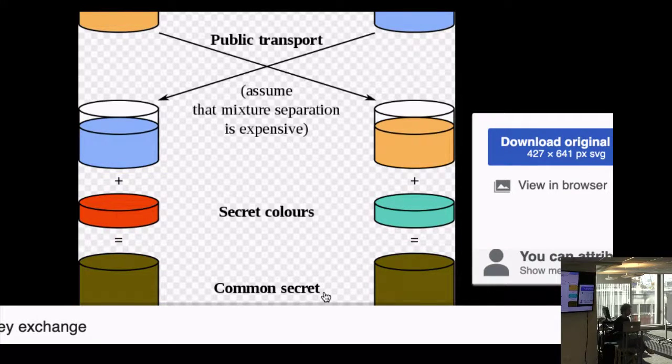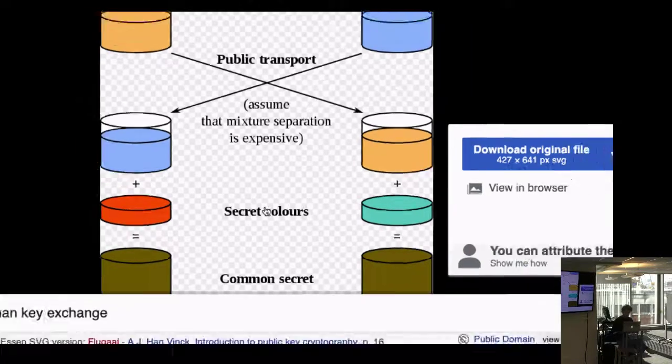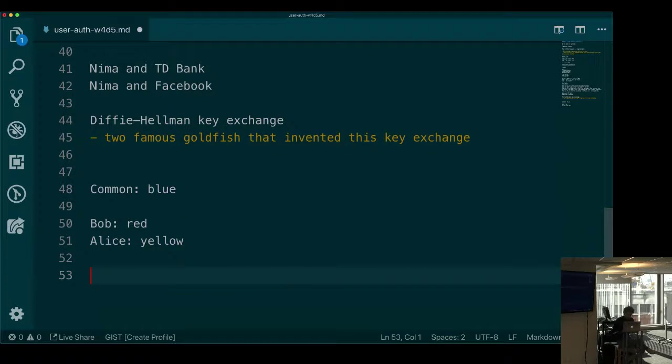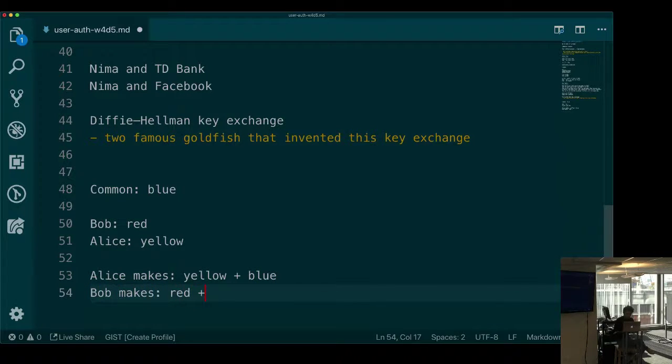So what they're able to do now is merge together the merged color that they received with their secret. Both of them are able to do that. If we were to write this out, the common color might be blue. Bob might have picked red, and Alice might have picked yellow. The reason I'm writing this out is that I want us to see that Alice can make yellow plus blue, and Bob makes red plus blue.